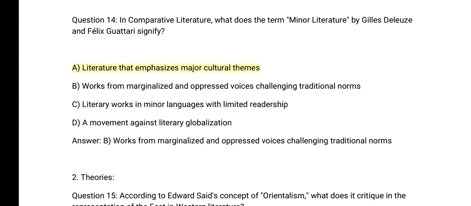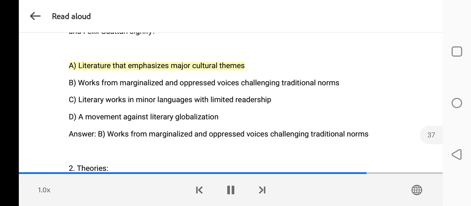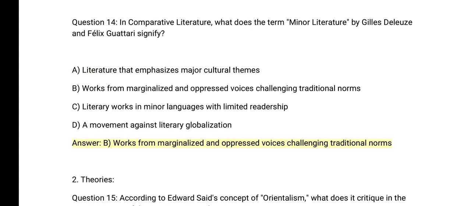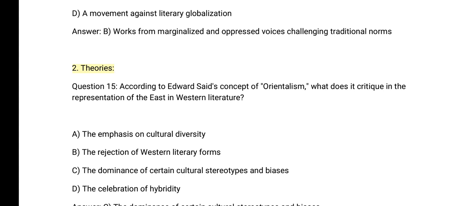Question 14. In comparative literature, what does the term minor literature by Gilles Deleuze and Félix Guattari signify? A. Literature that emphasizes major cultural themes. B. Works from marginalized and oppressed voices challenging traditional norms. C. Literary works in minor languages with limited readership. D. A movement against literary globalization. Answer. B. Works from marginalized and oppressed voices challenging traditional norms.